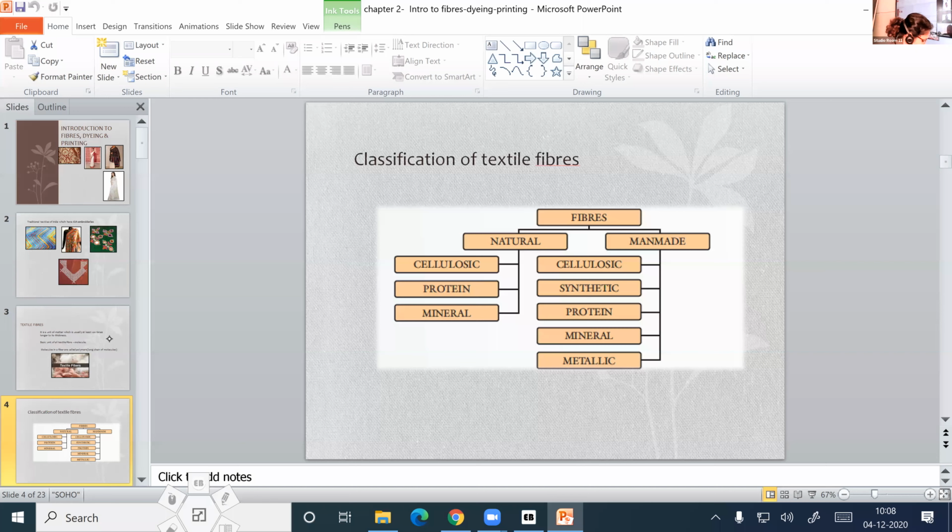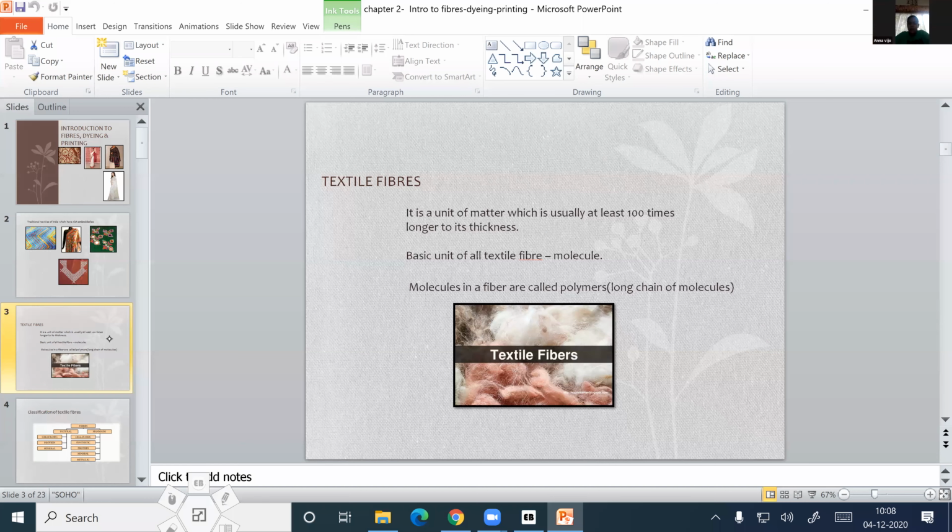Okay, natural fibers are classified based on their chemical composition, and that is cellulosic, protein, mineral. Okay, and man-made fibers are also classified based on their chemical composition, and that is cellulosic, synthetic, protein, mineral, and metallic. Okay, understood?